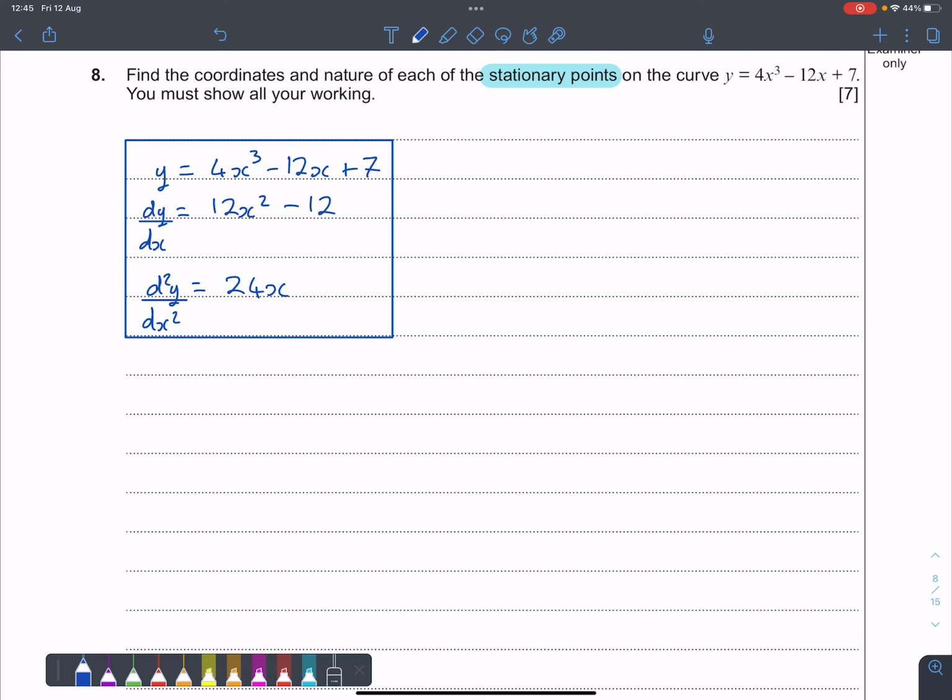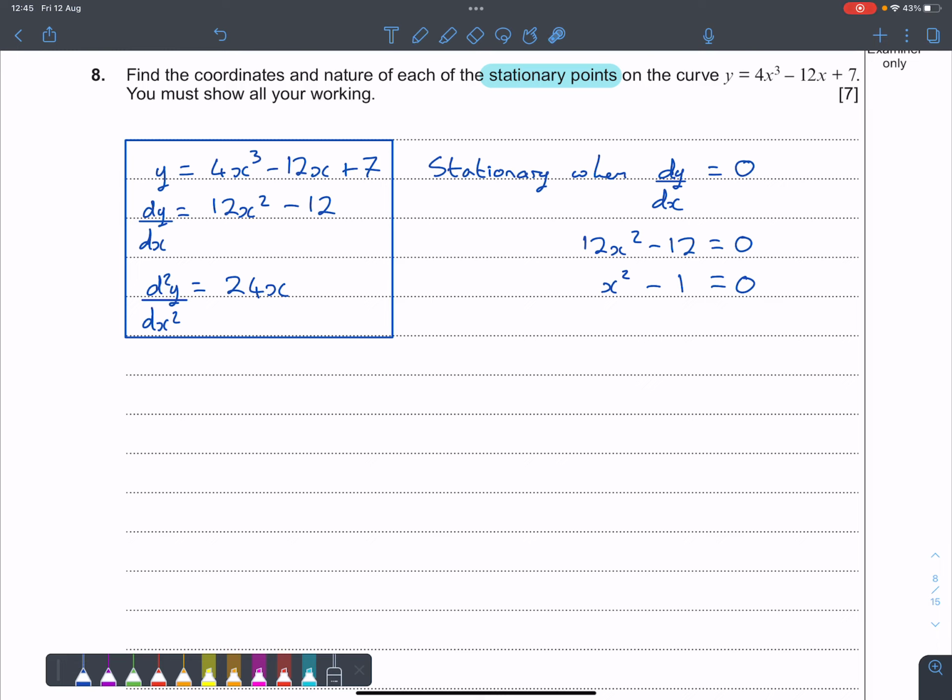I need to deal with stationary points, so we need to know the condition. The main condition for a stationary point is that a curve will be stationary when dy by dx is 0. Always state this because that's the condition that we need. Then I make my substitution: dy by dx is 12x squared minus 12, which equals 0. Everything can be divided by 12, so x squared minus 1 equals 0.